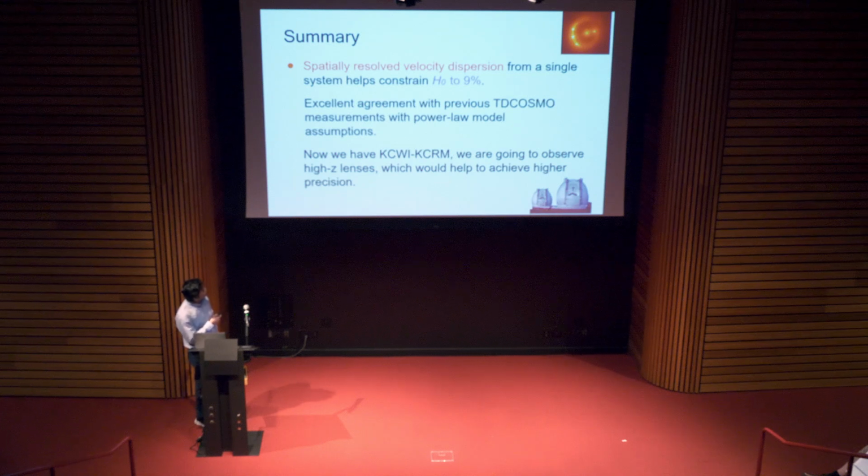And this is an excellent agreement with previous TDCOSMO work, both with power law model and maximally flexible mass model. And now we have KCWI, KCRM. We can observe high redshift lenses. So this lens is a lensing galaxy from redshift 0.3, and the source is from redshift 0.7. So we can observe the other lenses which are at high redshift, and hopefully when we combine these data, we will get a higher precision level. Thank you.